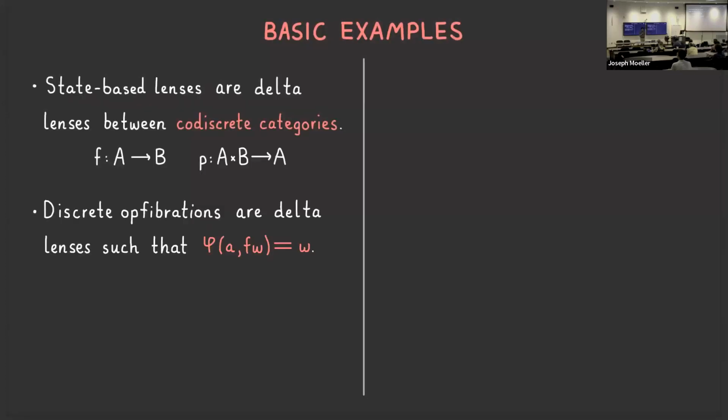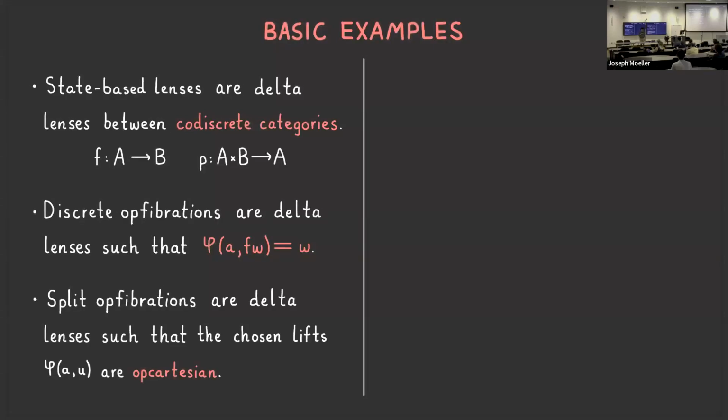Discrete fibrations have been considered in certain papers as certain kinds of lenses. And we can see these as delta lenses satisfying a certain property on the lifting operation. So this property is basically saying that if we lift and then, no, the other way around: if we apply our functor and then we lift, we get back to where we started. And split opfibrations, which have been considered in the literature as this notion of c-lens, are also delta lenses where the chosen lifts are opcartesian morphisms.